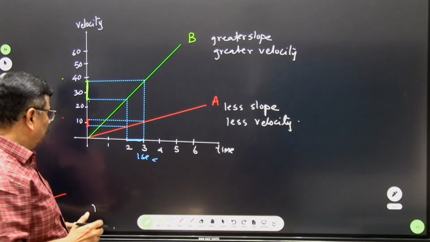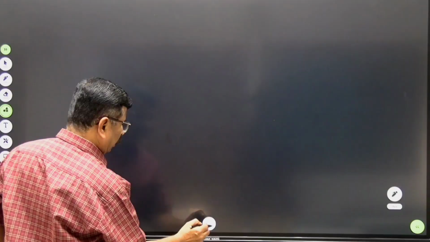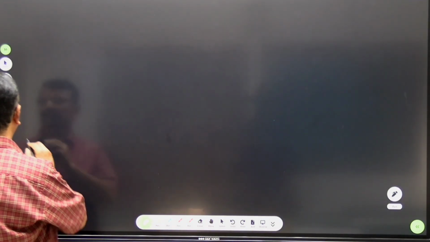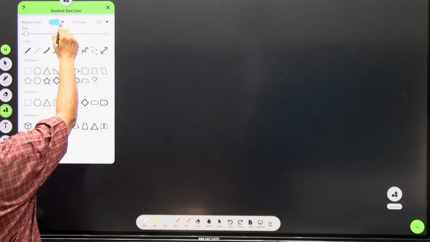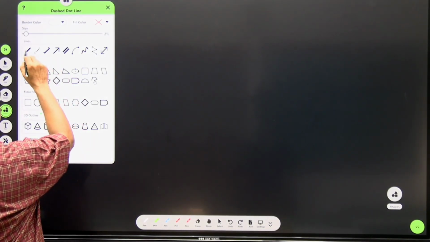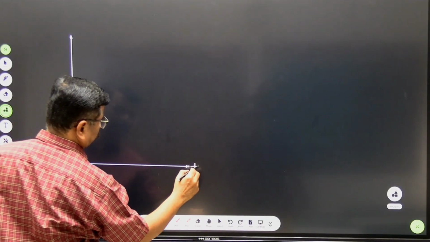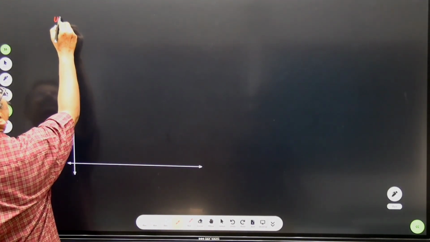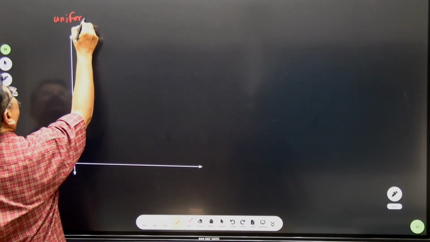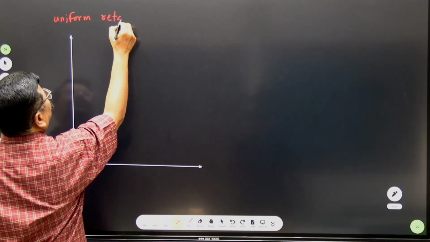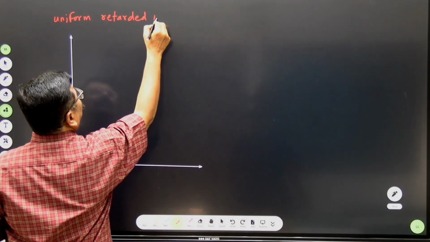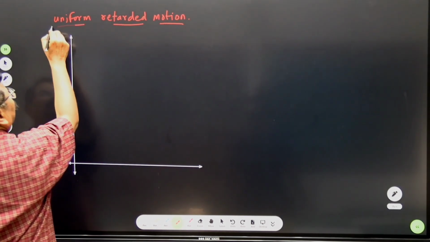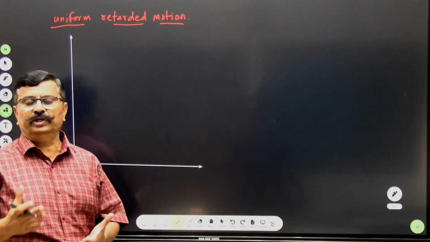The next is uniform retarded motion. When will the body have uniform retarded motion? When the body is already moving and the brakes are applied. Now let's study the uniform retarded motion.